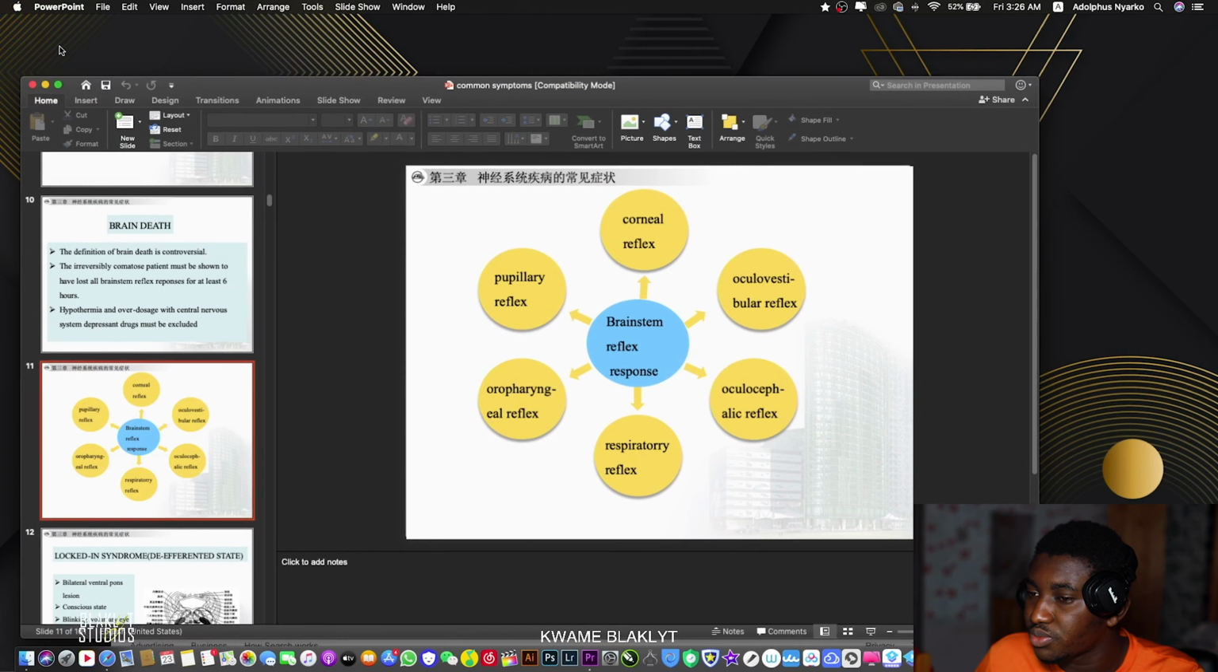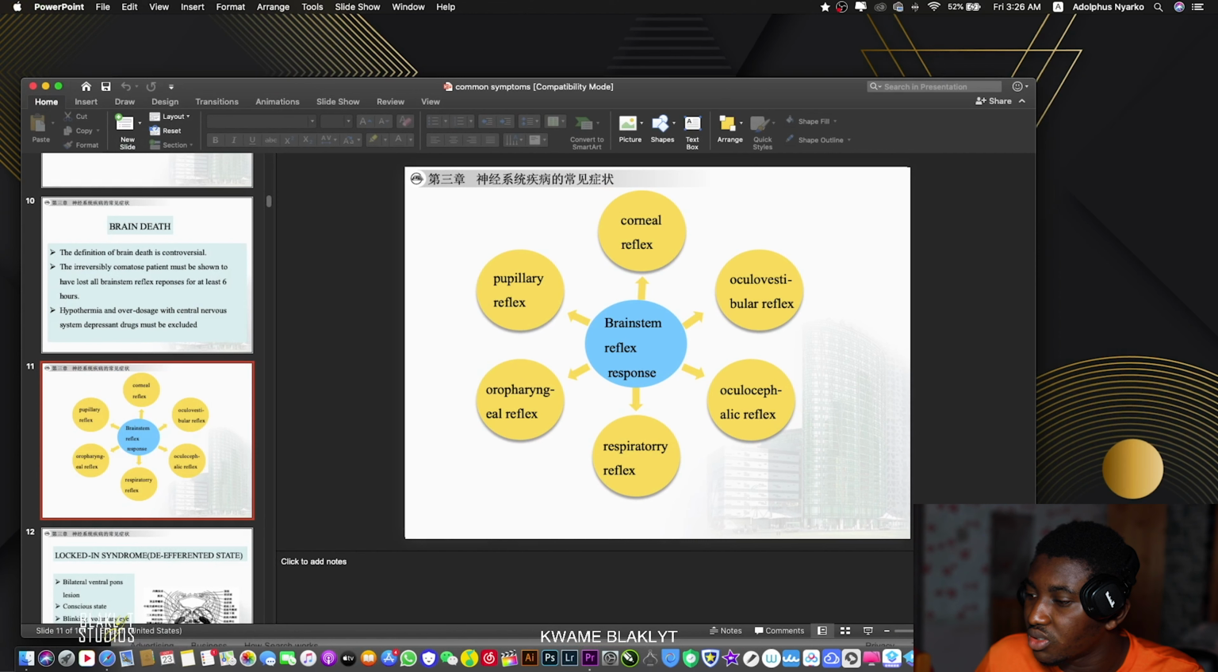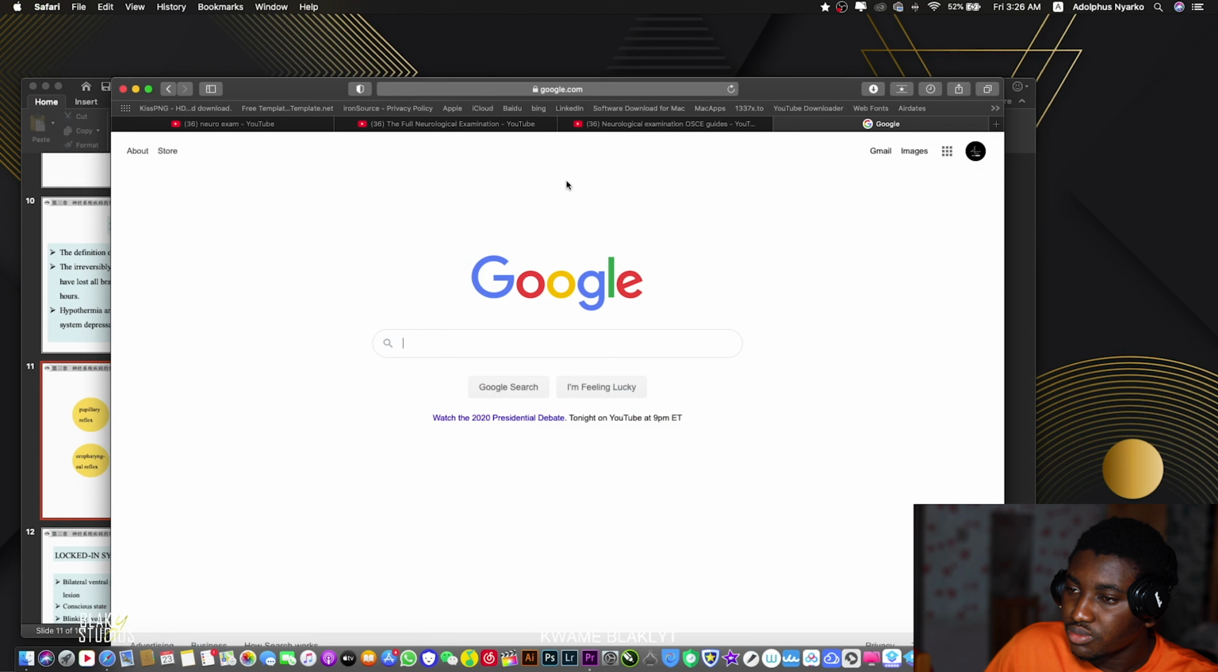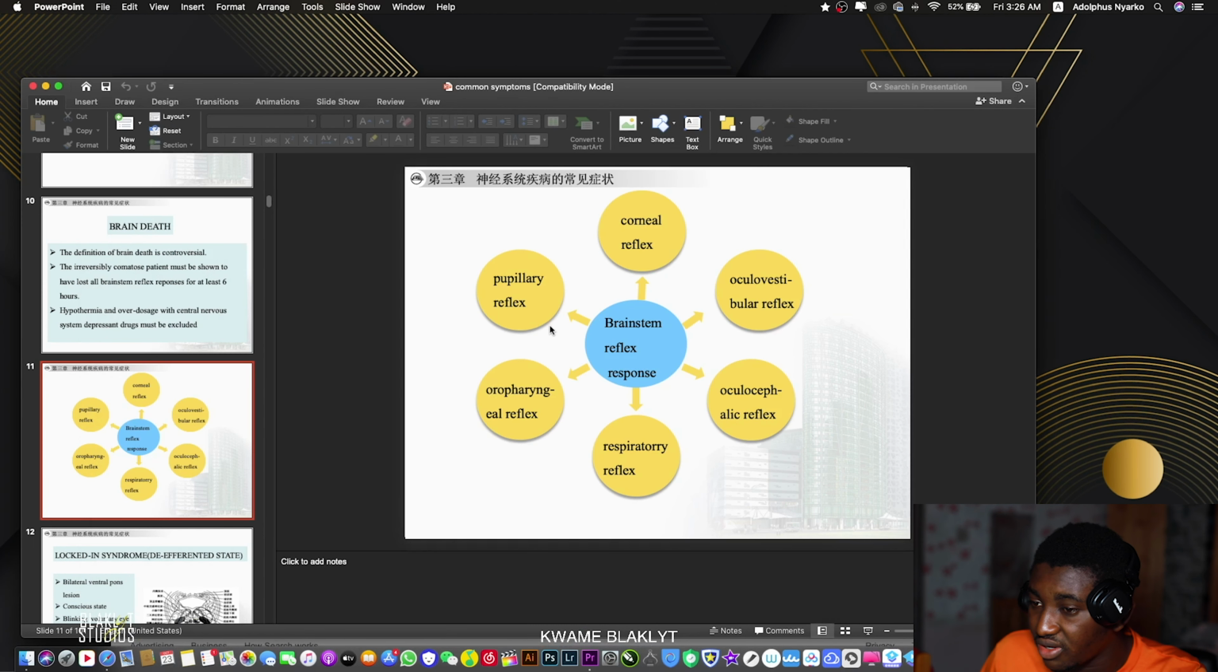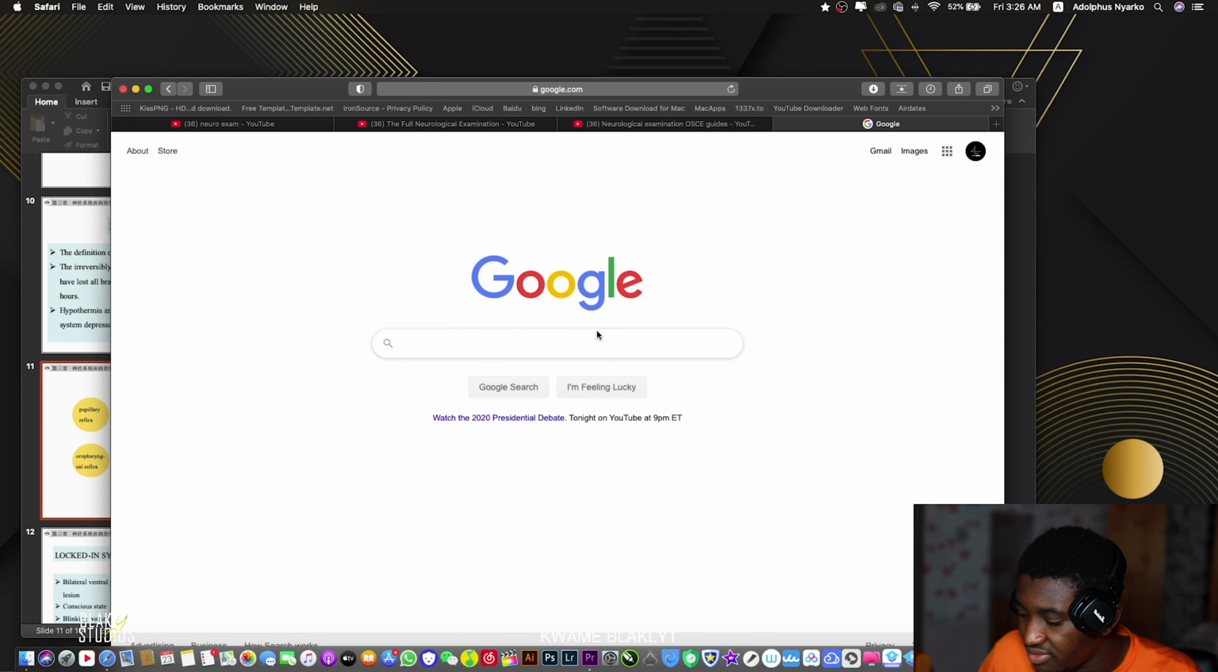Let's make this small so we can have both on the same page. So what we're looking at is the brainstem reflex response. We've got a corneal reflex.